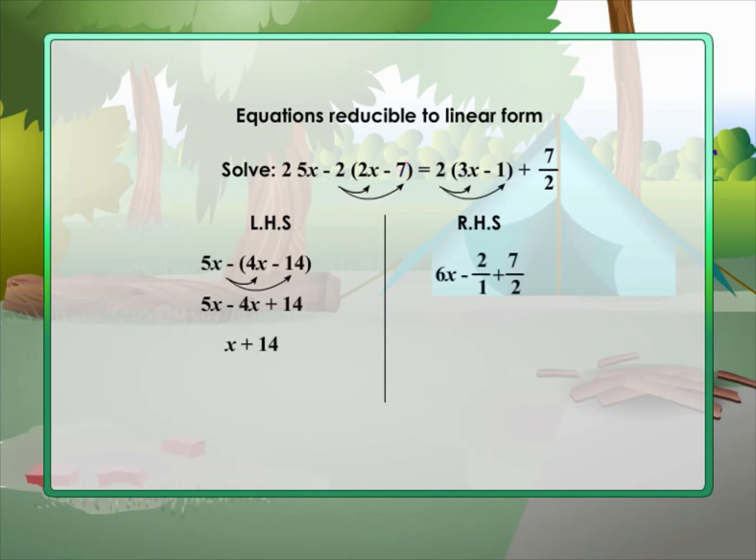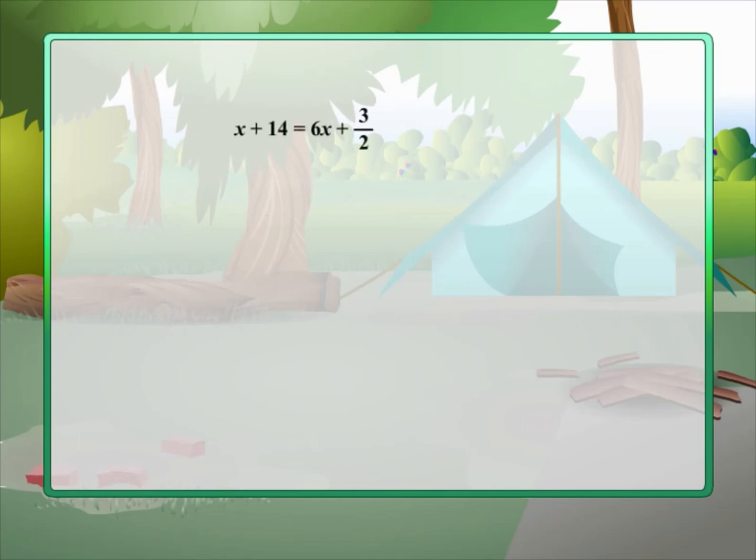In the same way, we multiply 2 into 3 into x minus 2 into 1, that is, 1 plus 7 divided by 2. Taking 2 as the LCM for the denominator, we have 6 into x minus 4 plus 7. The simplified equation now that we have is x plus 14 is equal to 6 into x plus 3 divided by 2. Now we can proceed with the transposing method by taking 6 into x to the left-hand side and 14 to the right-hand side. We have x minus 6 into x is equal to minus 3 divided by 2 minus 14.